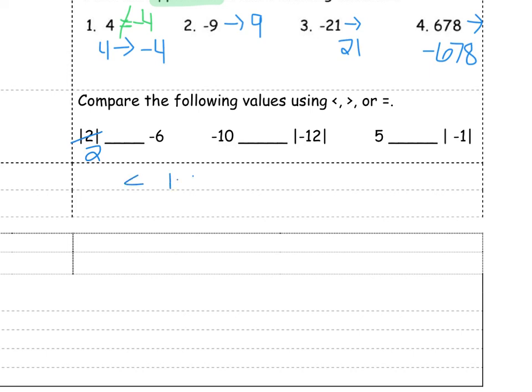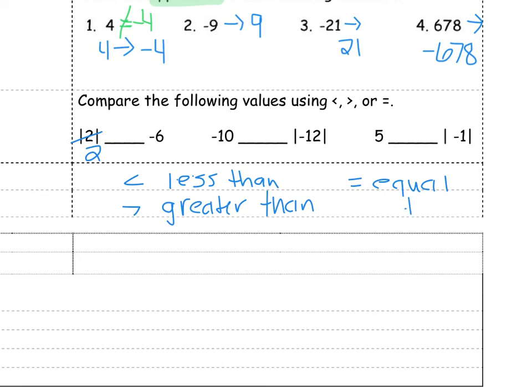So we're going to use our symbols. Remember, this means less than. This means greater than. And this is equal to. Hopefully you know that one. So 2 is greater than -6. If it's on a number line, it will be further to the right, so we know that it is greater than. All right, finish the last two, come back and check.